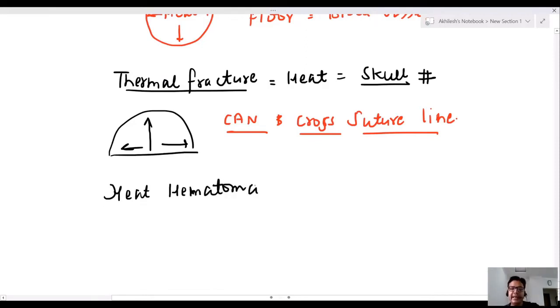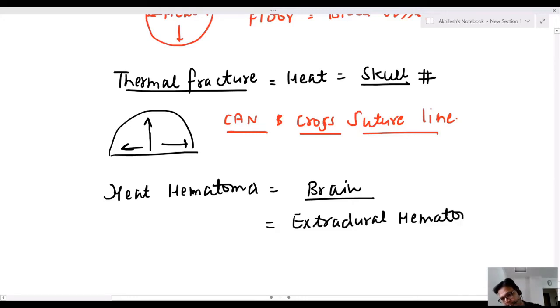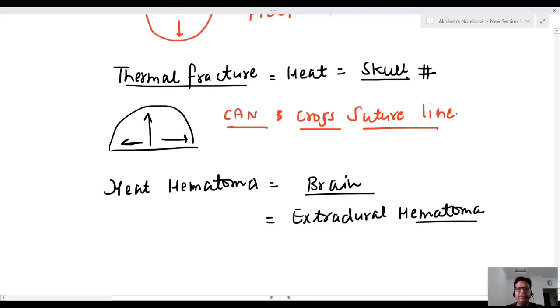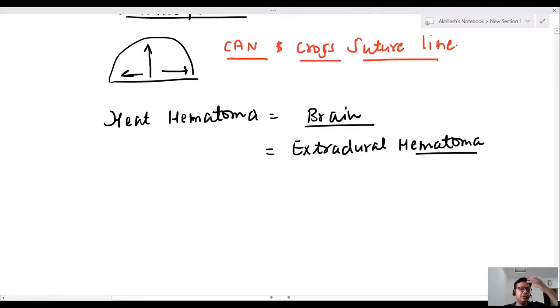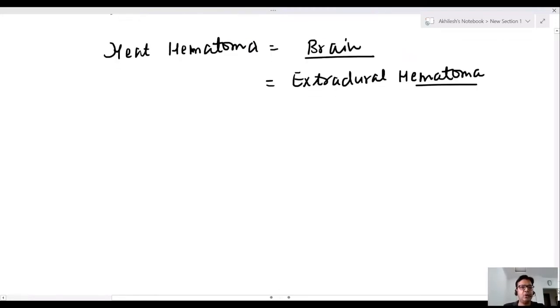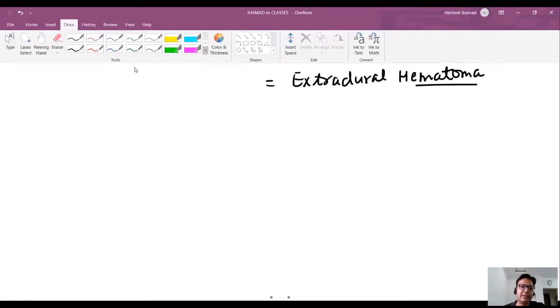Heat hematoma is a hematoma by heat on the brain. This hematoma is an extradural hematoma. So, due to heat, heat rupture is a muscle rupture with irregular margins, and blood vessels and nerves are intact. Thermal fracture is a fracture of the skull bone from inside and can cross the suture line. Heat hematoma is a hematoma of the brain, always extradural in nature.